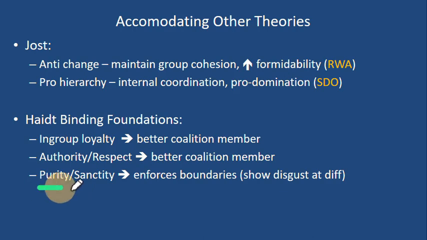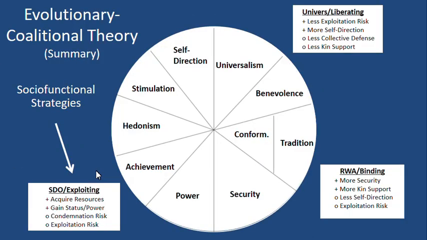And then when you imagine purity and sanctity norms, so ideas about who you can mate with, ideas about what you can eat, those can set up boundaries between different groups. So we see this, conservatives are more easily disgusted. You can see this with people eating different kinds of foods than what they're used to. Oftentimes people have an ew kind of reaction to that. And that would keep you from fraternizing with other coalitions.